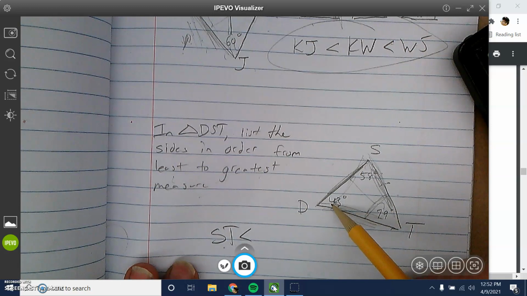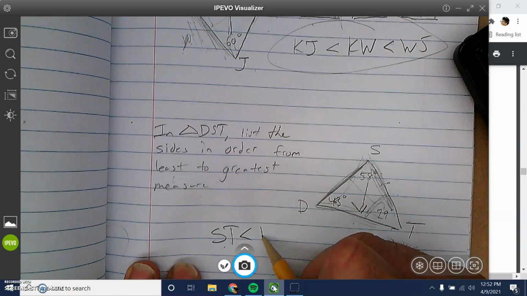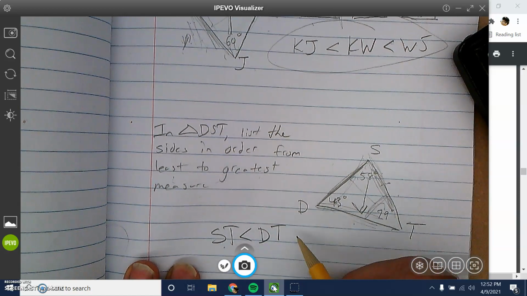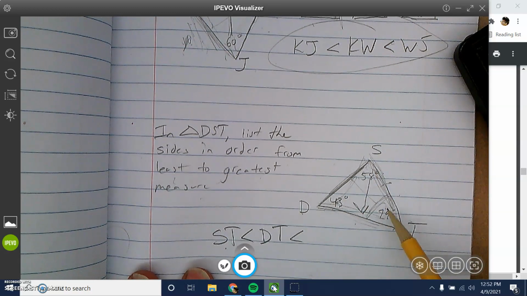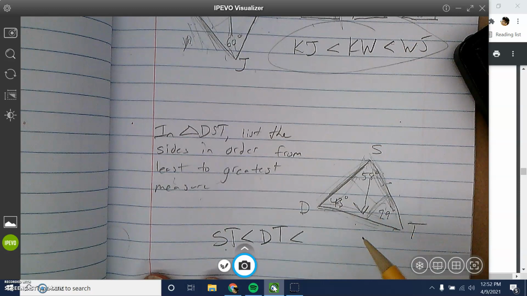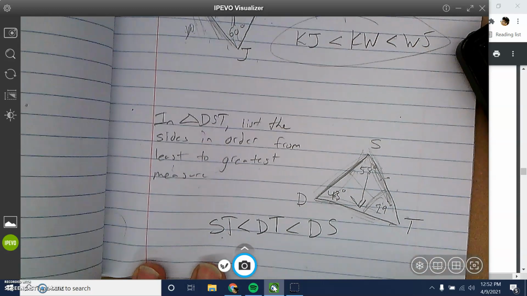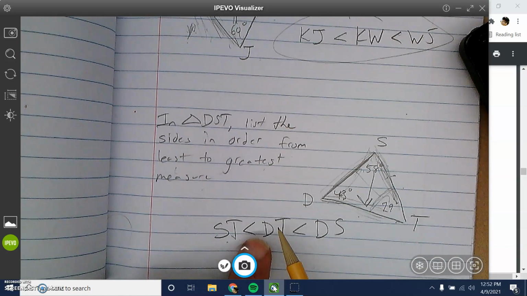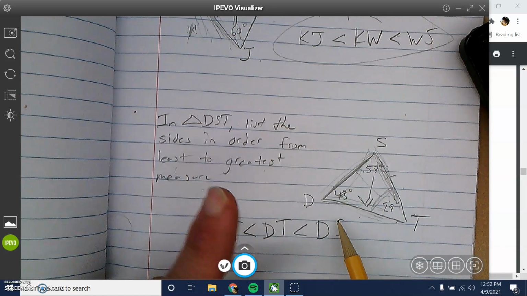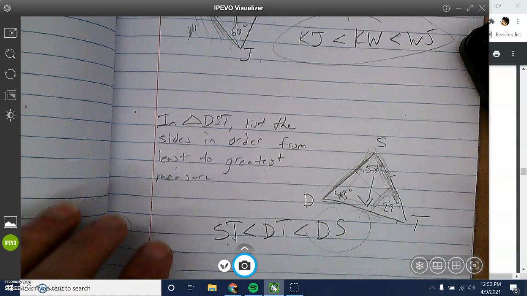What is going to be next? Oh, opposite to 58, right? Which is DT. Opposite, if you need help doing opposite, just draw an arrow. So that's DT or TD, whatever you want to set. And then the greatest is opposite to 79, which would be SD or DS, like that. Cool. So least to greatest. So that means that Pac-Man is the greatest. Pac-Man is eating the greatest one. So boom, boom, boom. There we go.